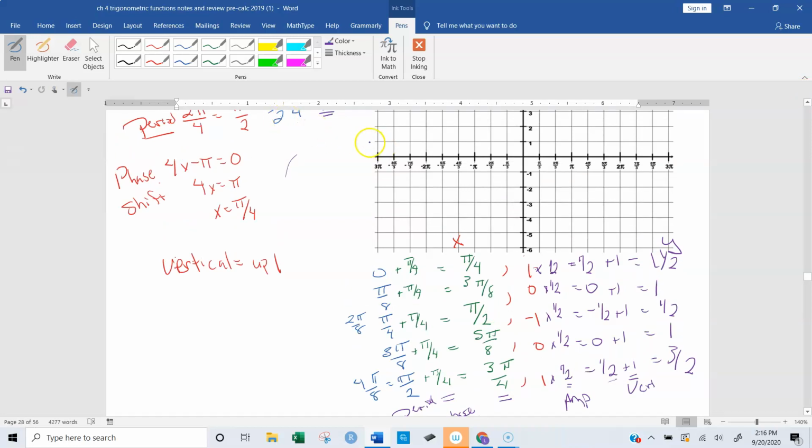The first thing I would put on my graph is your new center. All right, we're going to go to pi over 4. Here's pi over 2, pi over 4, 3 pi over 4. Okay, so we start at pi over 4, and that goes up to 1, and then a stretch of a half, so it's here. All right, our next one is 3 pi over 8, so 3 pi over 8 is roughly here.